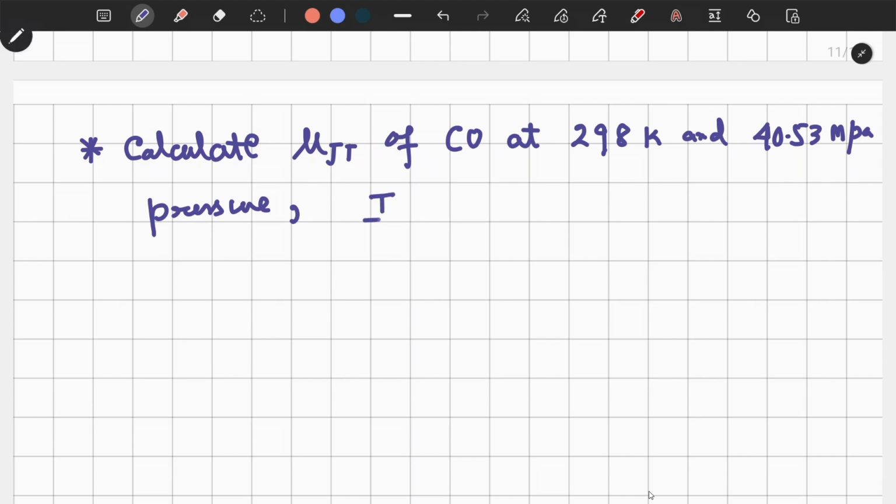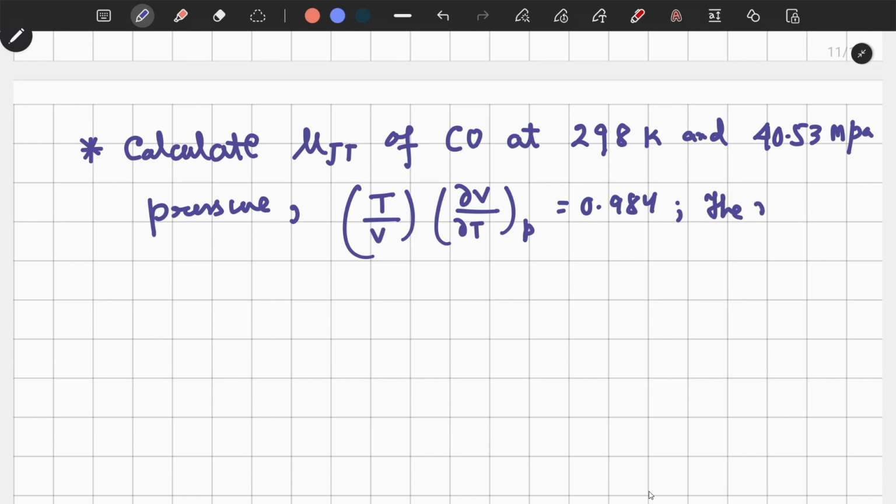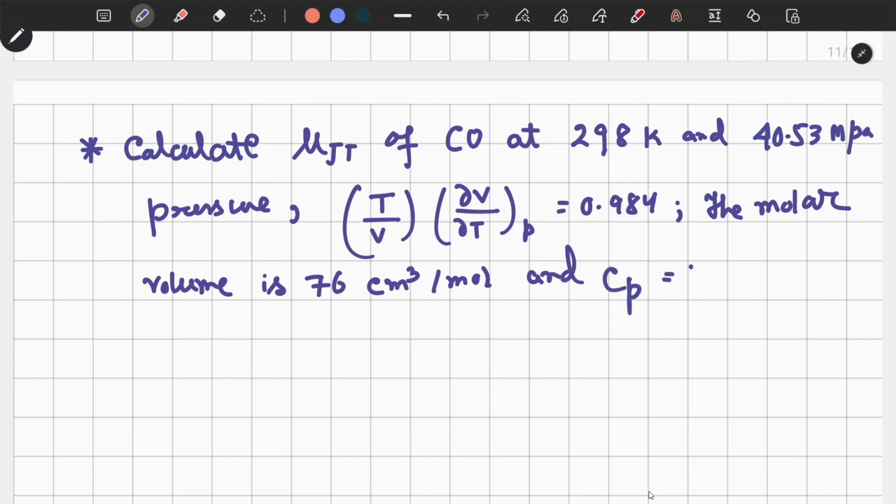This value is given: T by P times del V del T at constant P. This is 0.984, unitless. The molar volume is given, 76 centimeter cube per mole. Everything is given, you just have to calculate. Cp is 37.28 joule per Kelvin. Okay, right. Nothing else is there, just calculate.